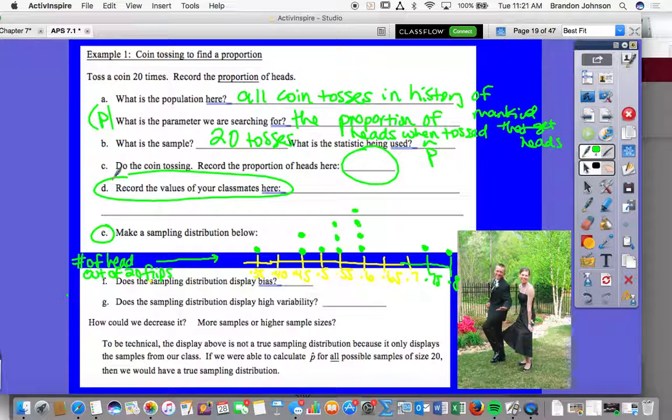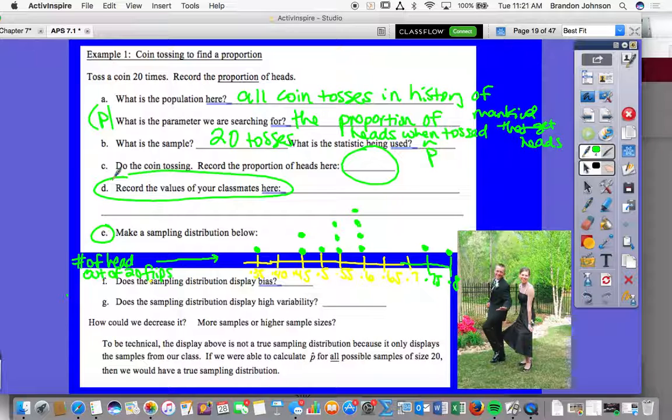The way we did it was random, right? We did 20 tosses, and I thought we did a pretty good job of sampling that. So the bias was okay. Does it have a low variability? Possibly, depending. All right, Jared, here we go.